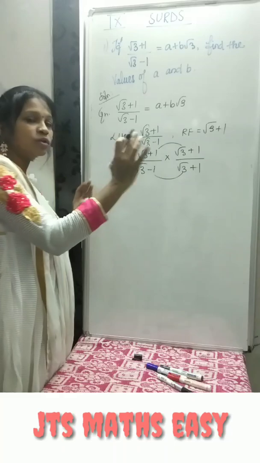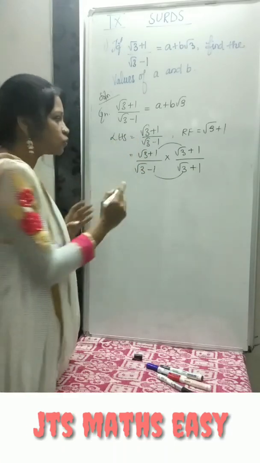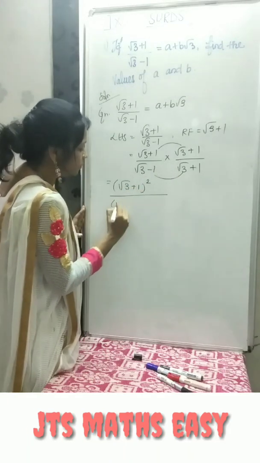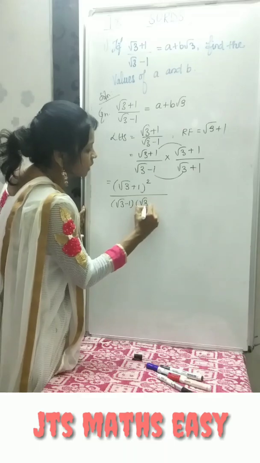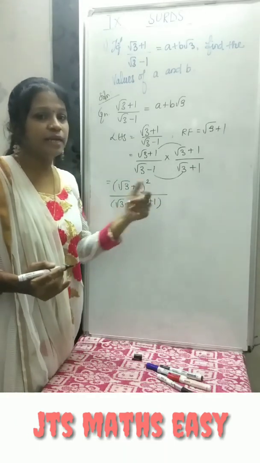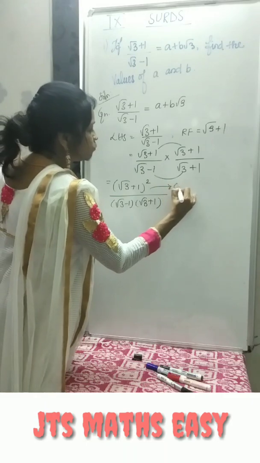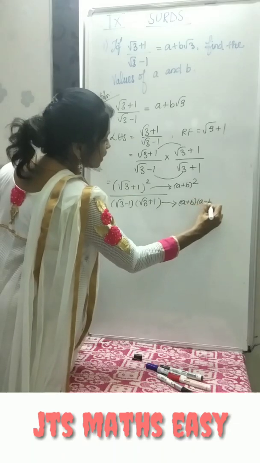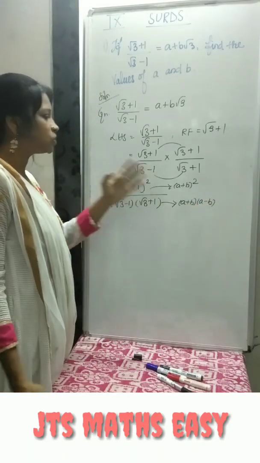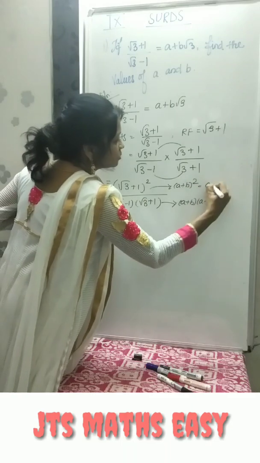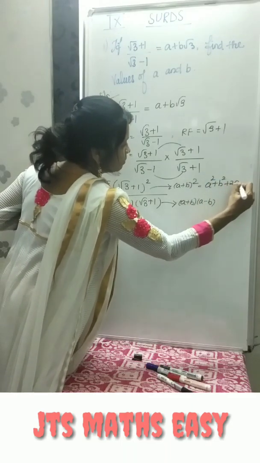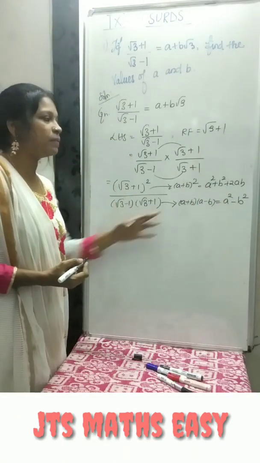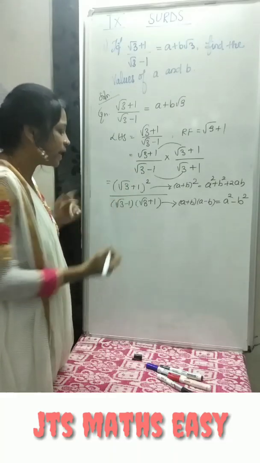Okay. Next, step 3, we want to multiply the numerators and the denominators. In the numerator, both the terms are the same, so we can take the whole square. This is root 3 plus 1 the whole square, and the denominator is root 3 minus 1 into root 3 plus 1. Already I told you that we can apply the identity. This one is in the form of a plus b the whole square, and this one is in the form of a plus b into a minus b. So for that we can change the identity. The RHS of this is a square plus b square plus 2ab, and for this one it is a square minus b square.